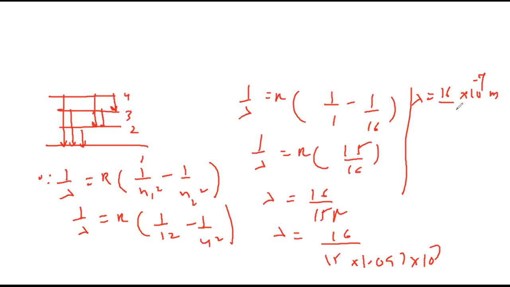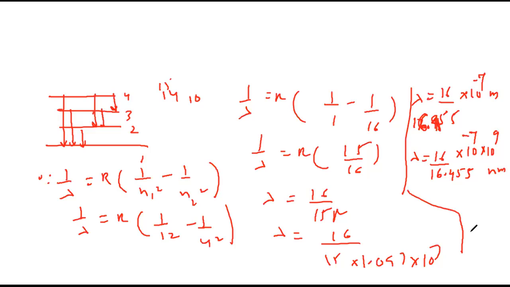15 sevens are 105, carry 10. 15 nines are 135 and 10, 145, carry 14. 15 zeros are 0, plus 14 will be 14. 15 times 1 is 15, plus... so we are getting lambda equals to 16 upon 16.455 into 10 raised to minus 7 into 10 raised to plus 9 in nanometer.